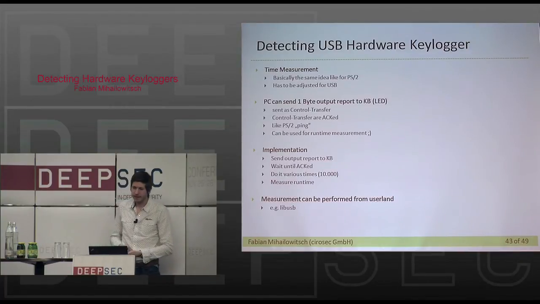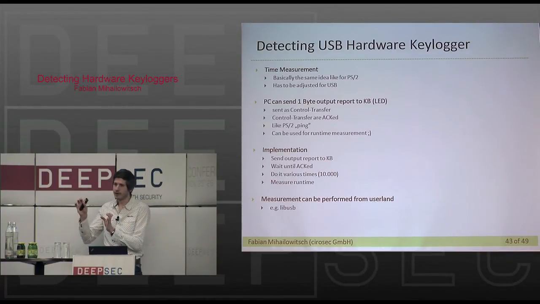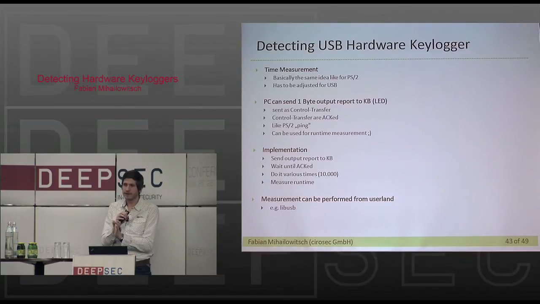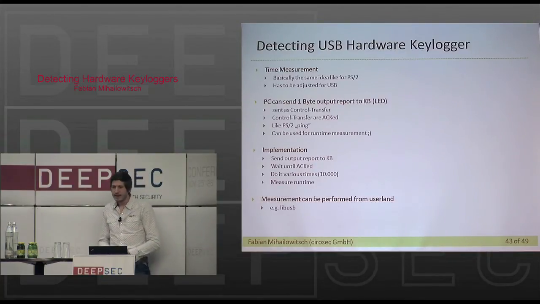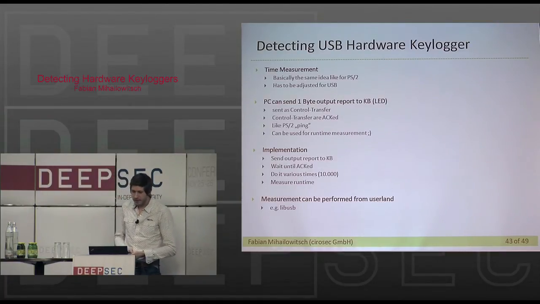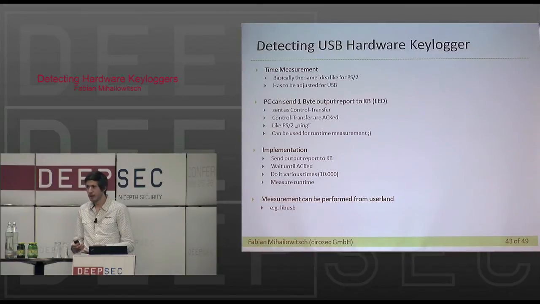But the cool thing is, I said the 1-byte output report the computer sends to the keyboard is sent as a control transfer. And control transfers are acknowledged in both directions. So that means we can send data that is acknowledged, which basically is like a ping again, which we can use. And so we can apply the PS2 techniques to USB as well. The implementation does basically look like that. Send an output report to the keyboard, wait until it's acknowledged, do that various times like we did for PS2, and just measure the runtime of it, and we are fine.